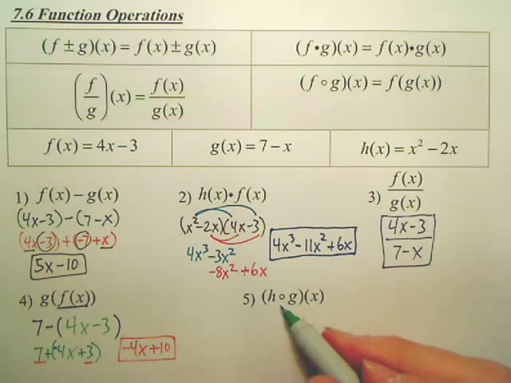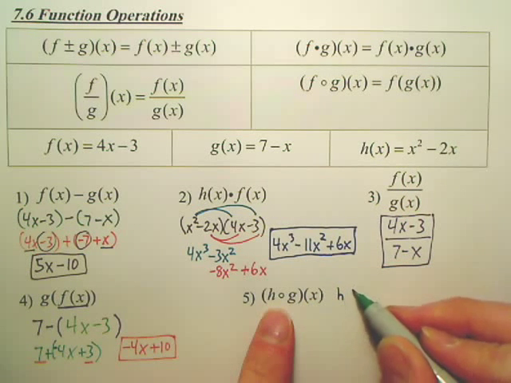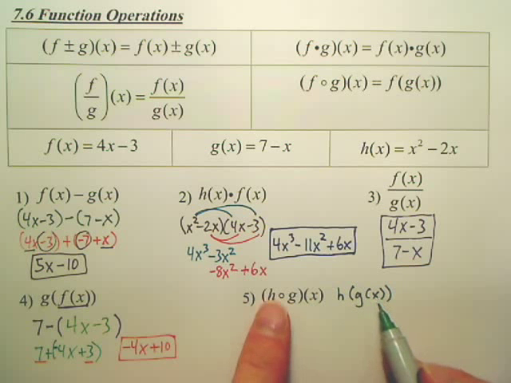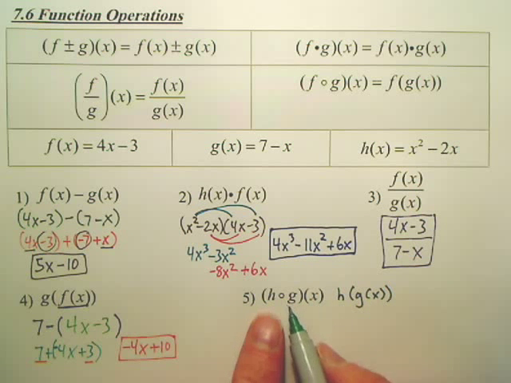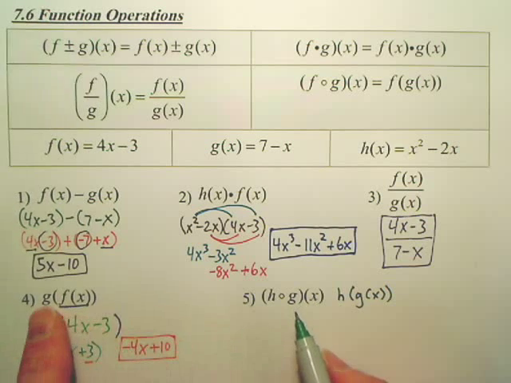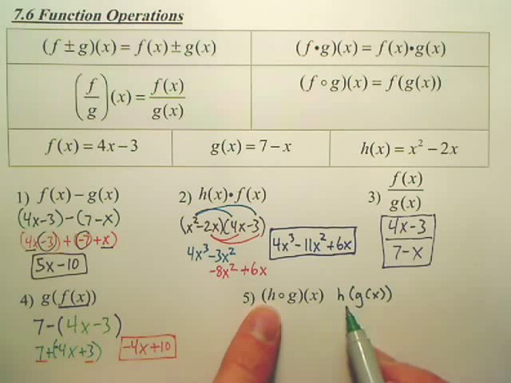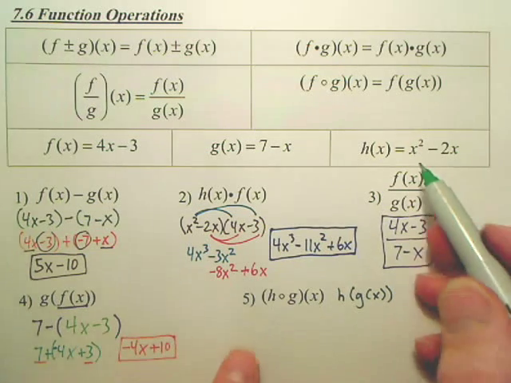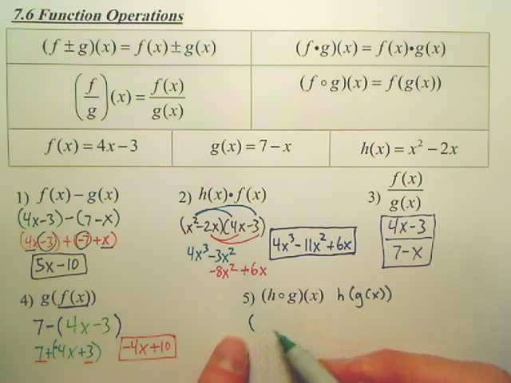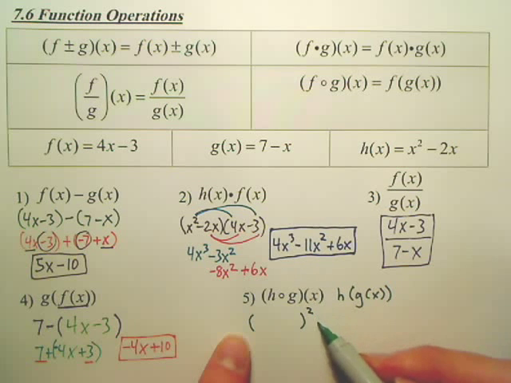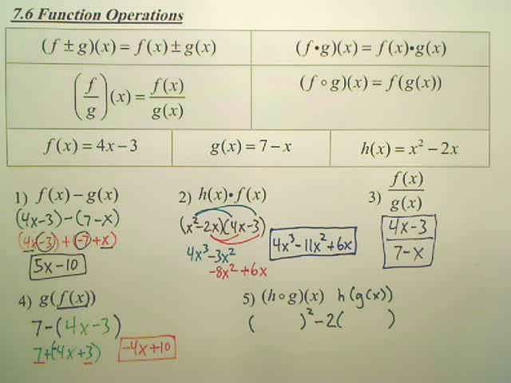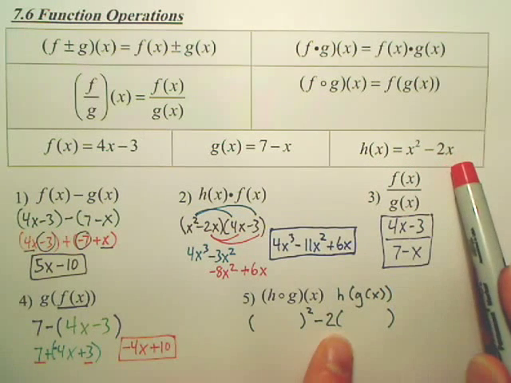Now this one's a little bit different. I'm going to rewrite this as h of g of x. I like this terminology better than this. This open dot means the same thing as this. The first letter is what's on the outside, the second letter is what's on the inside. So, h, in this particular problem, is x squared minus 2 times x.